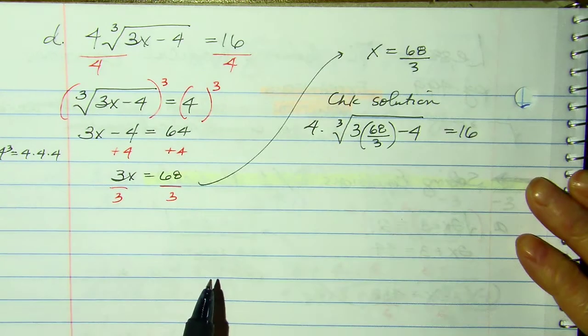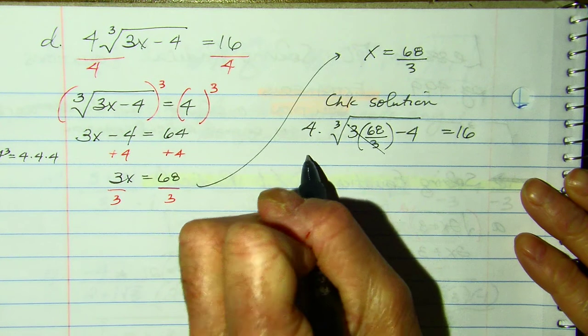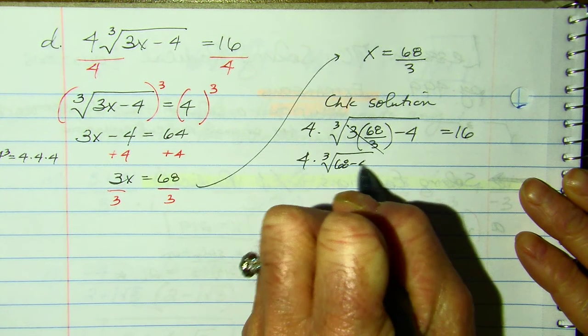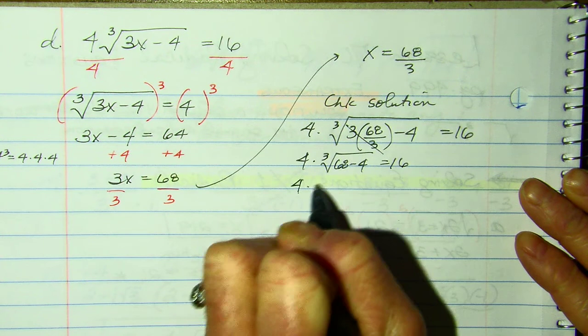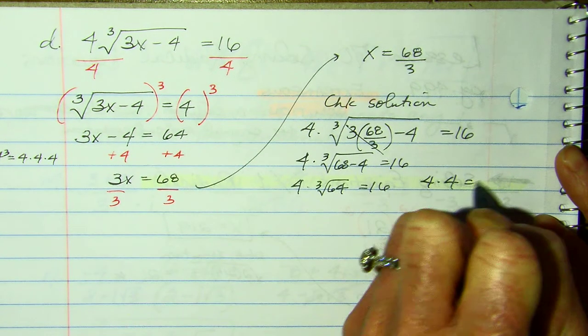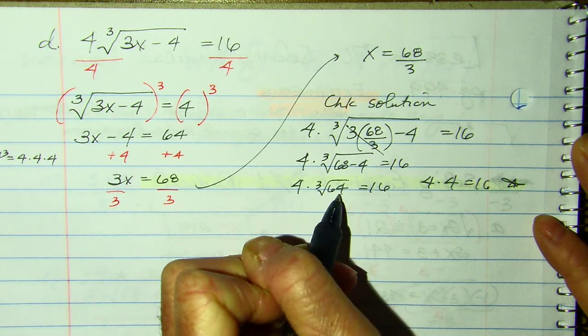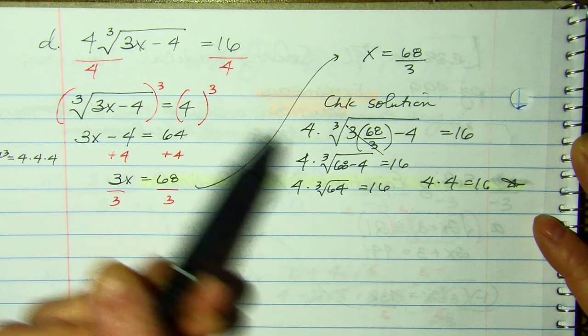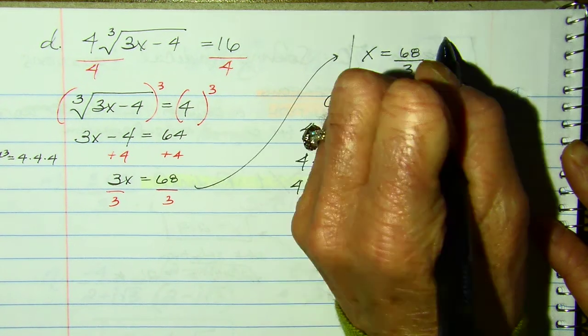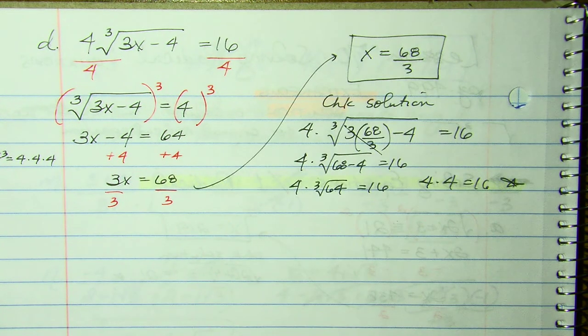I'm going to do this by hand because I see that these are going to cancel. So is 4 times the cube root of 68 minus 4 equal to 16? Yes, because that's the cube root of 64, and that's 4 times 4. The cube root of 64 is, we wrote it right here, 4 to the third is 64, so the cube root is 4. So this solution works. You can use a calculator to help you check your solution, or I think after doing the next couple, you'll realize when we need to check our solutions.